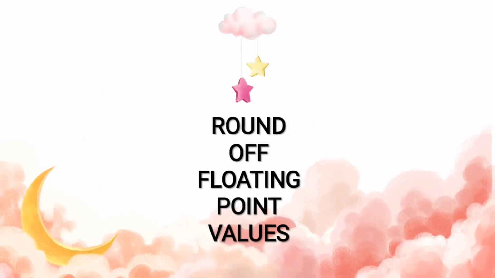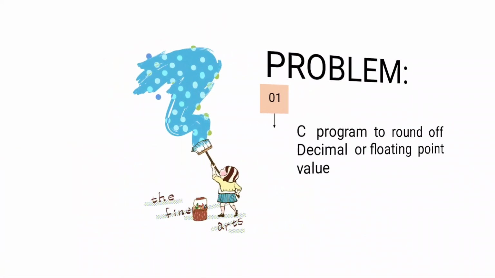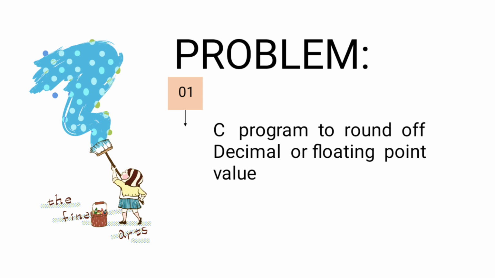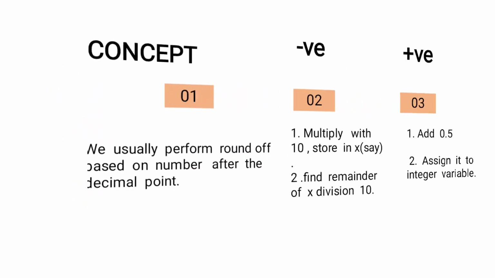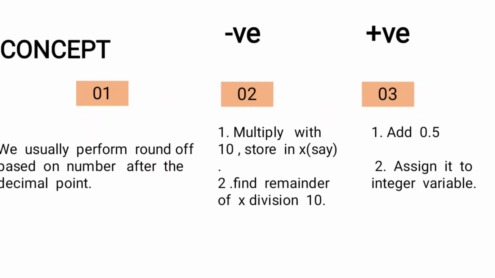My aim is to round off floating point values. The problem is: write a C program to round off a decimal or floating point value. To understand this problem statement, let us get into the concept.